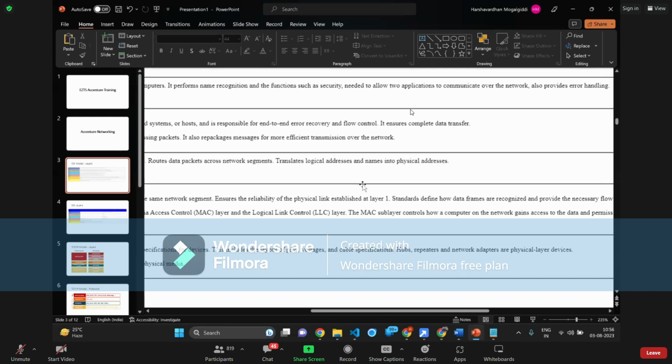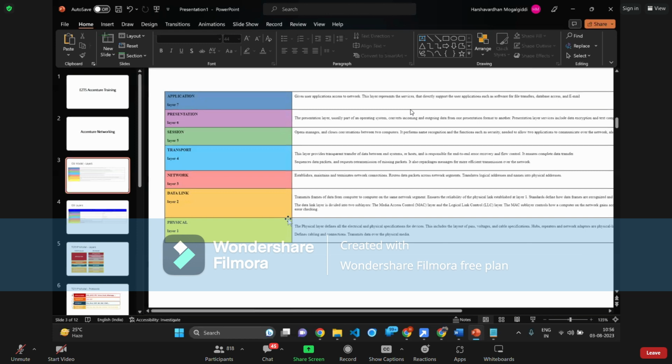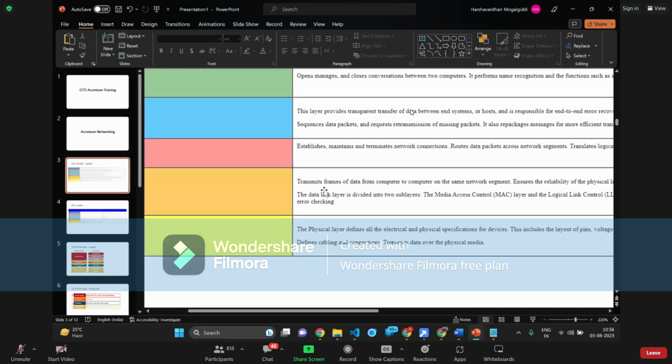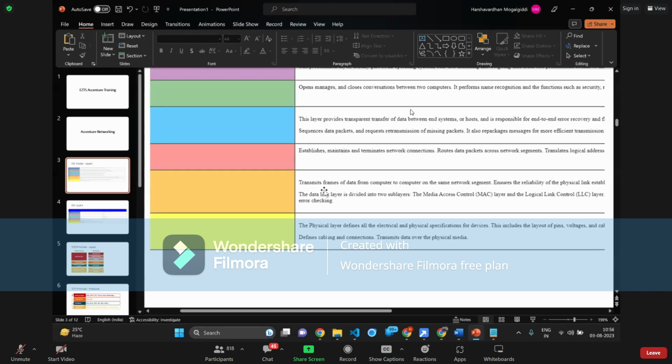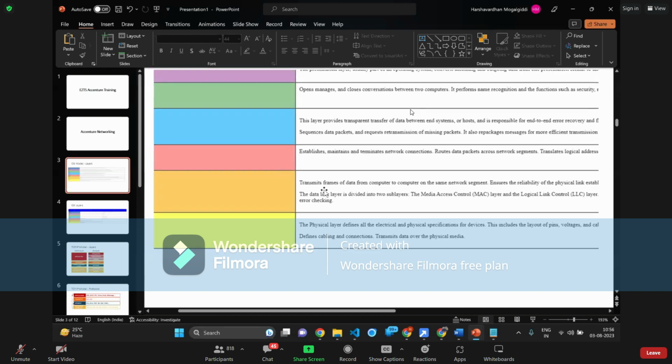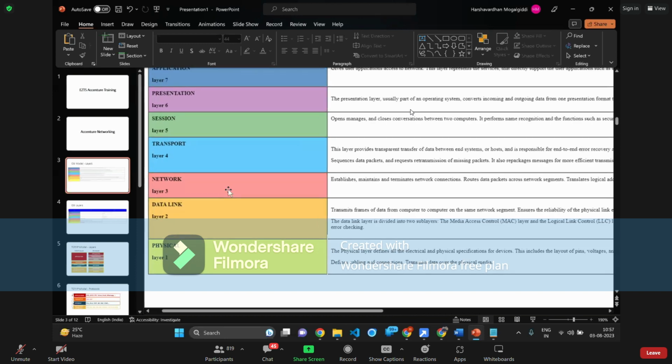Standards define how data frames are recognized and provide necessary flow control. The most important thing you need to understand about the data link layer is that it transmits data in frames across different network segments. A part of a network you can call a network segment.